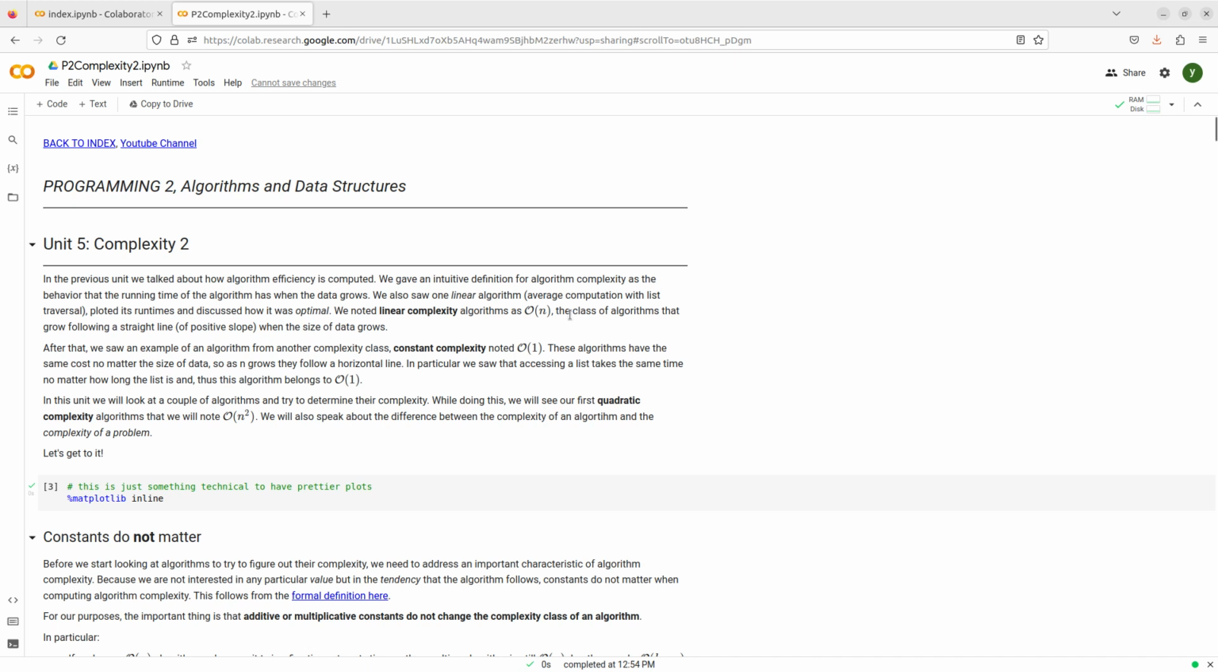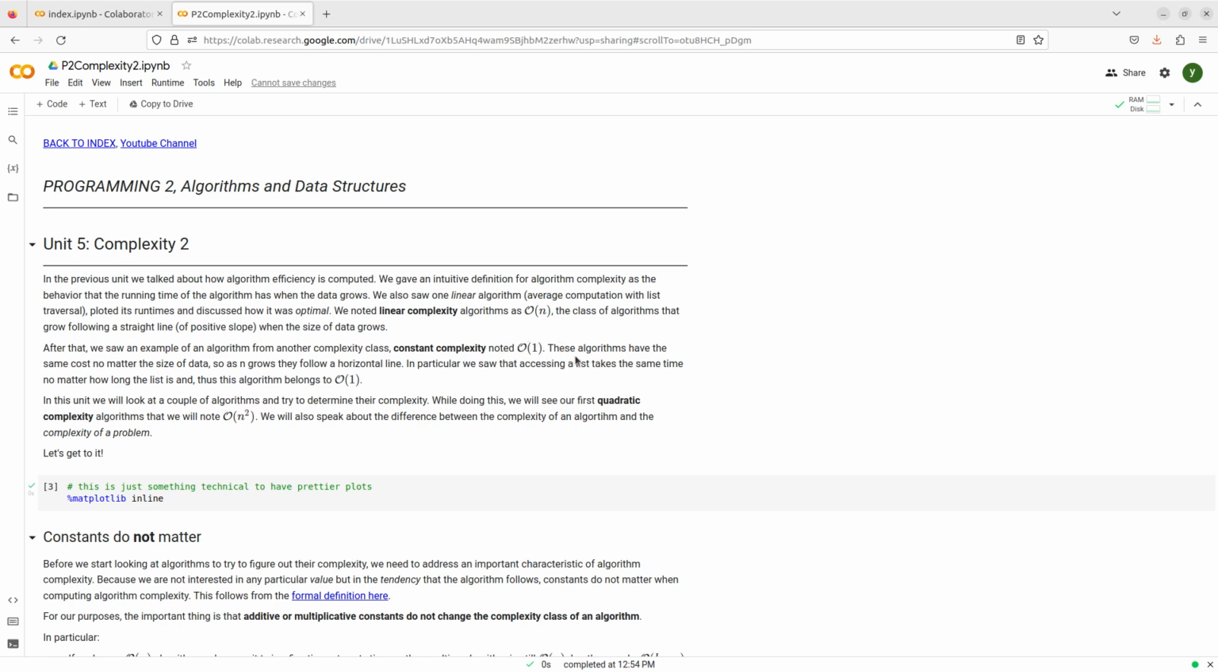We also saw a second complexity class, which is called constant complexity. And an example of that was accessing a list. That means that even when the size of data grows, in this case, even when we have a longer list, accessing one particular position of the list always takes the same time, regardless of how big the data being processed is.